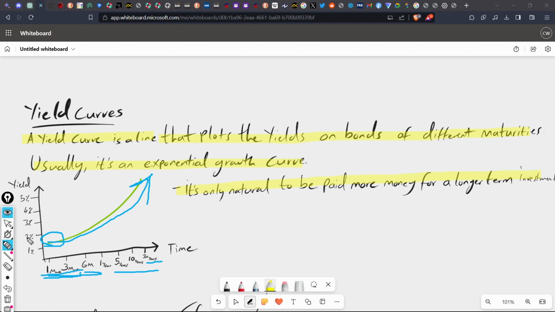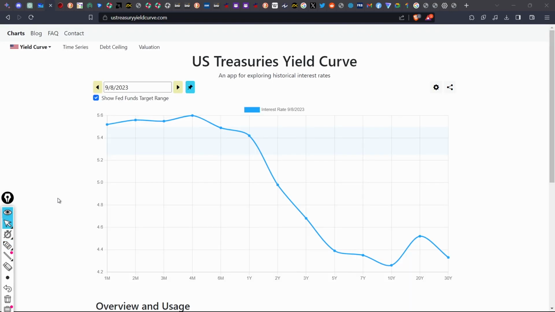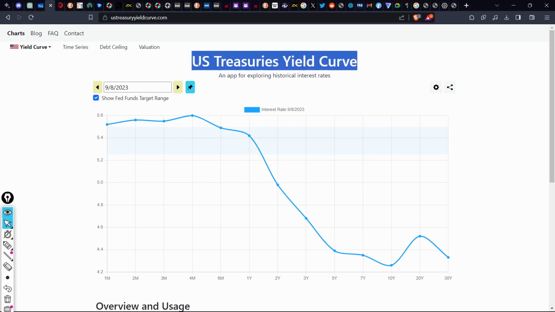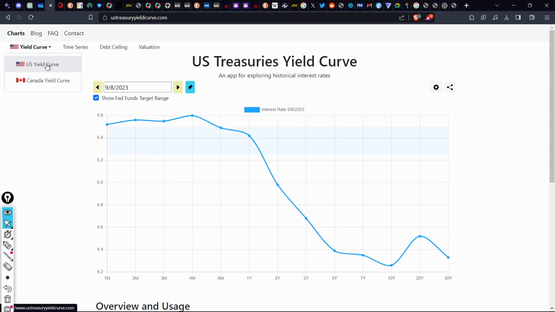You see, this is a yield, this is a time, this is a yield curve, this is how it looks. So for now, let me show you the website where you can see the live look of the yield curve. Here we are. This is the yield curve, and this is an inverted one. In a few, I'll explain why it looks like this. This website is the U.S. Treasury yield curve, and it shows the yield curve for U.S. Treasuries, the bonds, the government security we were talking about in the previous video.